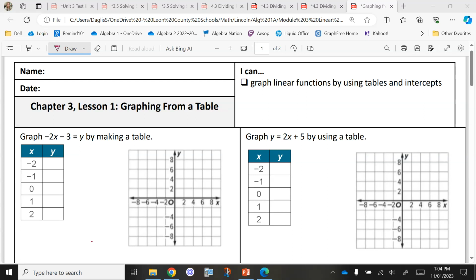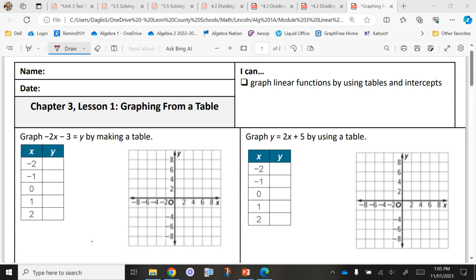Chapter 3 is all about lines and graphing lines. It is a huge, huge thing in algebra, knowing how to graph a line. Today we're going to do it from a table. Tomorrow we're going to graph them from intercepts. Lots of ways to graph, so please stay with me. This is a big foundational skill that you have to keep and build on as we move forward. So today, we're going to do the same thing.